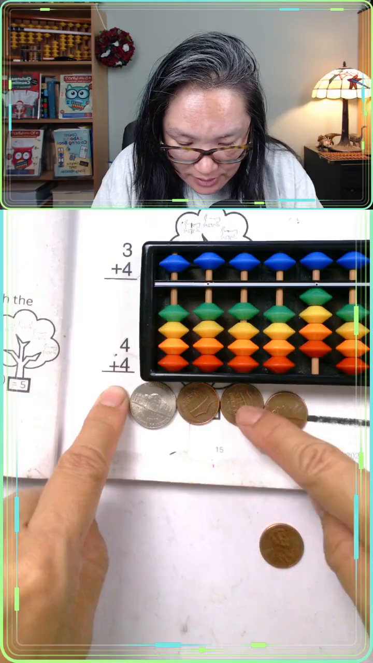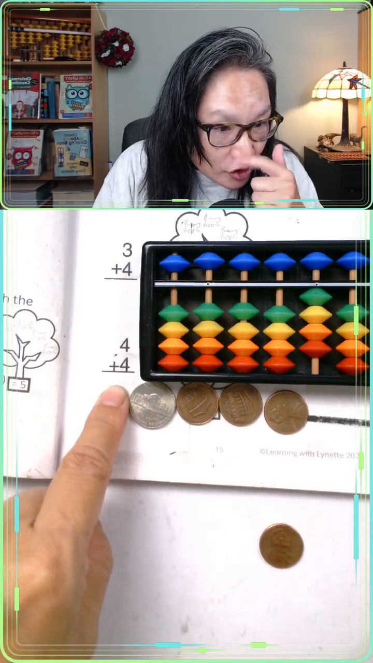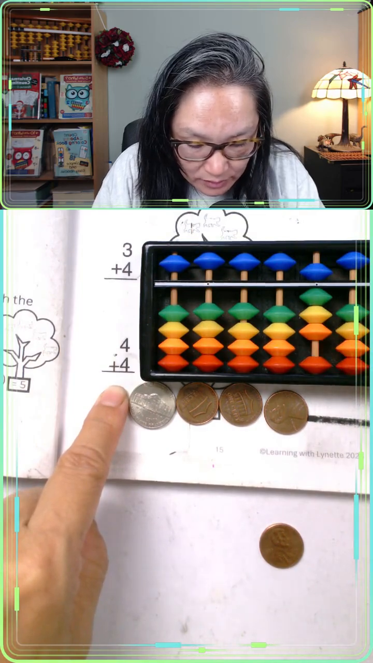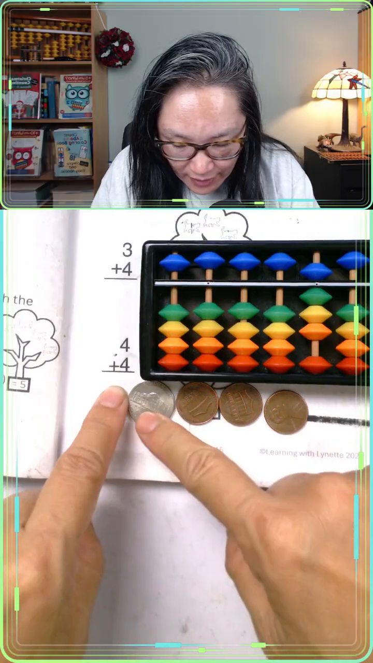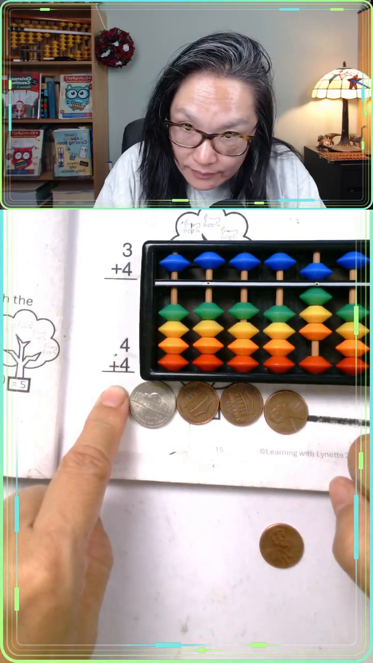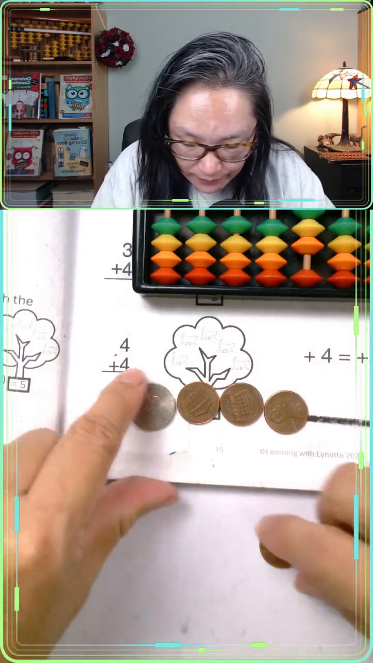5, 6, 7, 8. I can show you again on my abacus. I can add the 5 and I take away the 1. So my final answer is 8. 5, 6, 7, 8. That's it. So we could do it again with a 3.